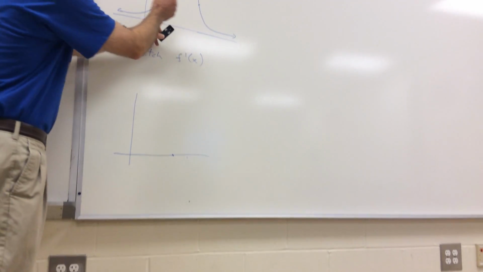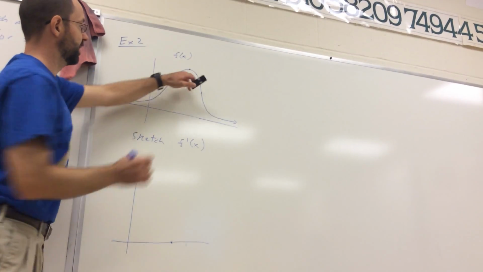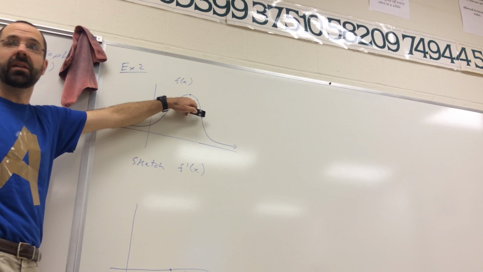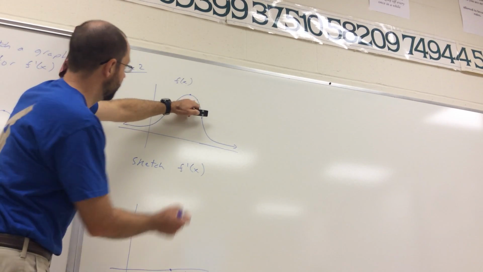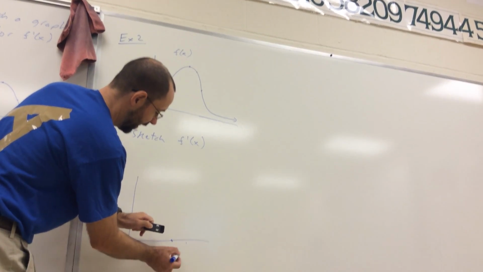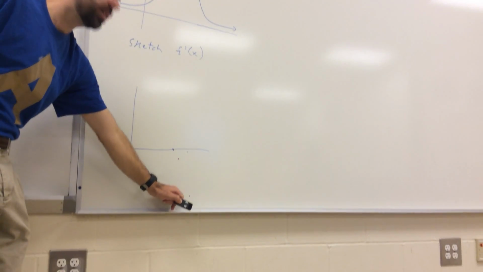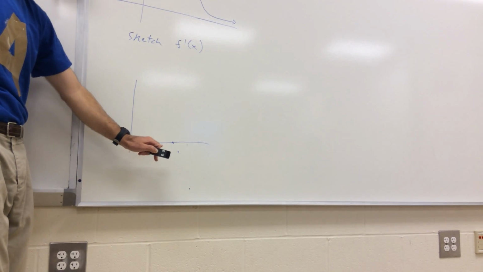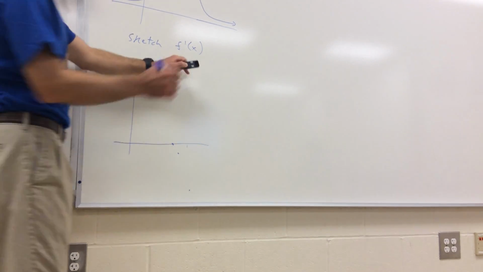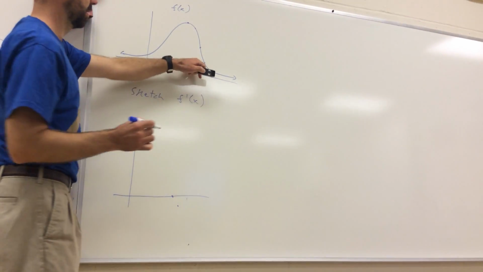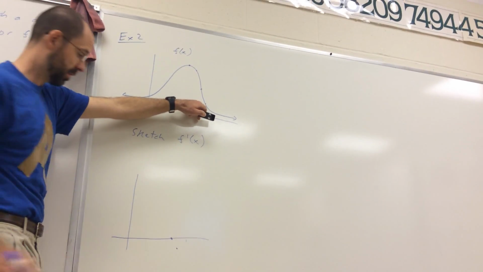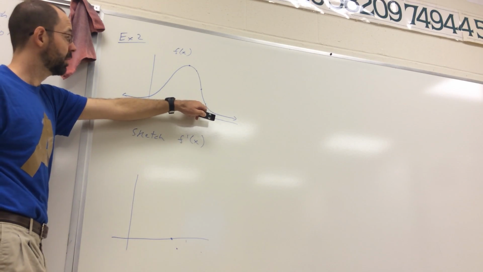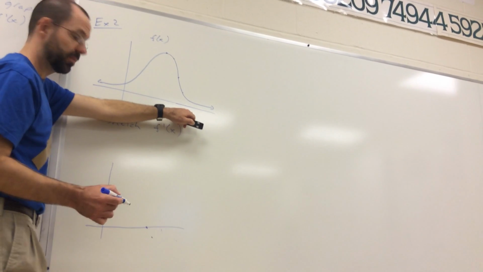Okay, and then how about here? Is it less negative or more negative in its slope there? Less negative, right? So that means my value down here needs to be less than it was down here, but still negative. Okay, and then here it's also less negative. And then here it's even less negative.